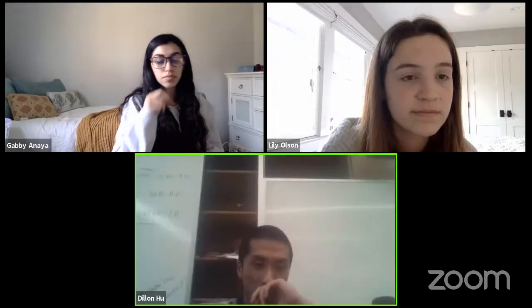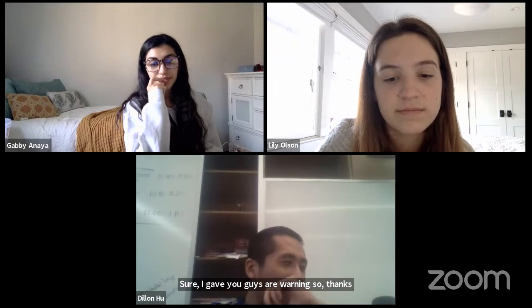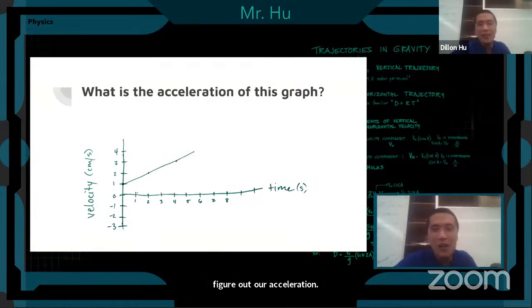All right, I gave you guys your warning. Okay, so let's take a look at our graph here and figure out our acceleration. So what does it mean by finding the acceleration of this graph? What does acceleration mean?